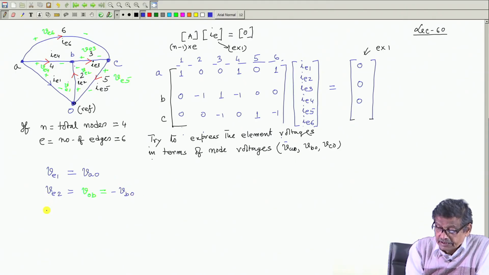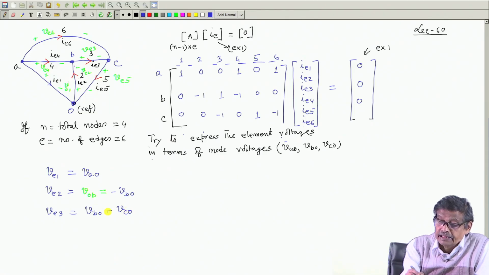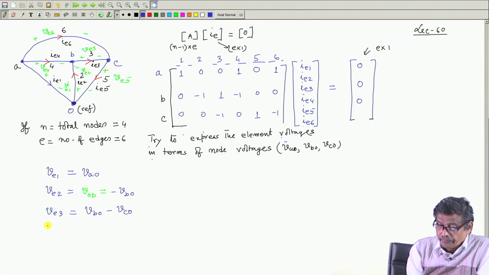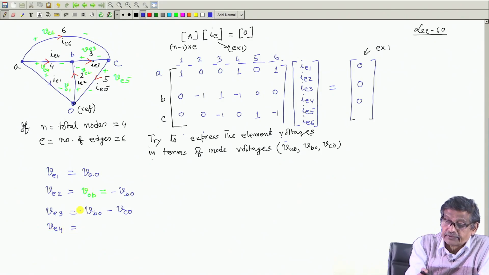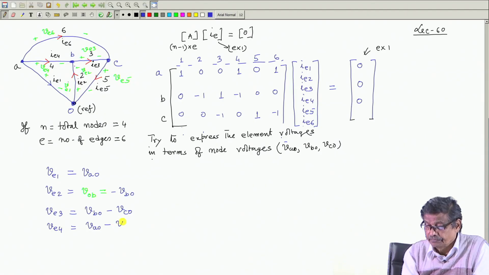Similarly, V E 3, which is straightforward, this is the direction of the current. So, V E 3 is V B 0 minus V C 0. Then the element voltage existing across that branch, V E 4, will be equal to V A 0 minus V B 0.